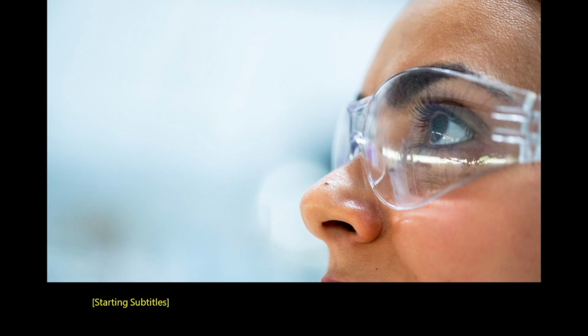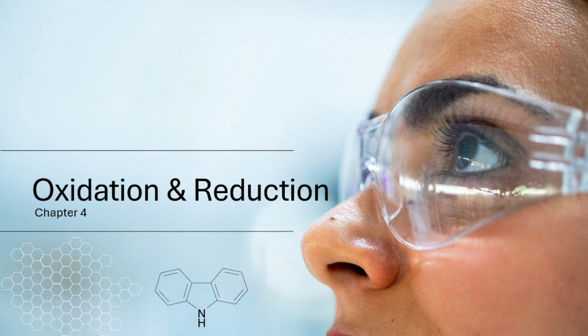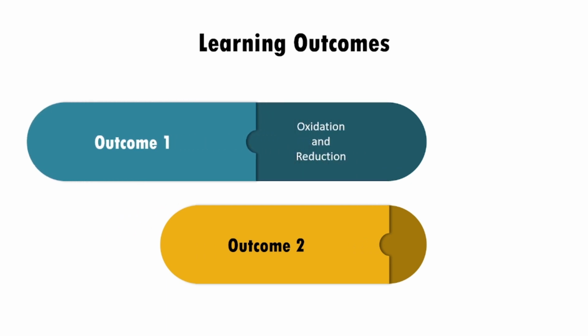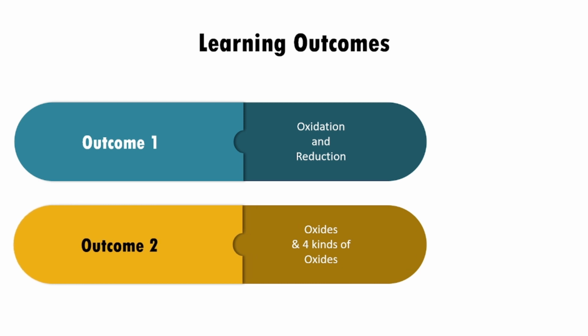This is Chapter 4. The name of the chapter is Oxidation and Reduction. This is a short chapter. There are two main learning objectives of this chapter. The first objective is to understand clearly the terms oxidation and reduction and all its definitions and examples. The second objective is to understand oxides and all their four kinds.